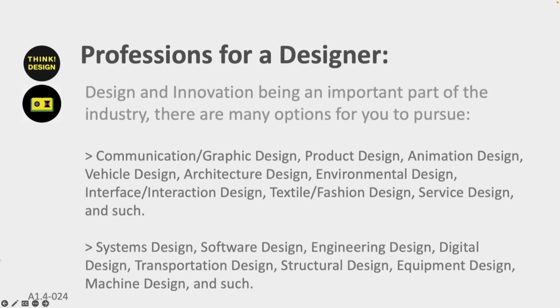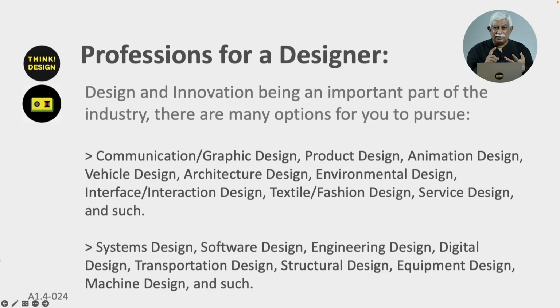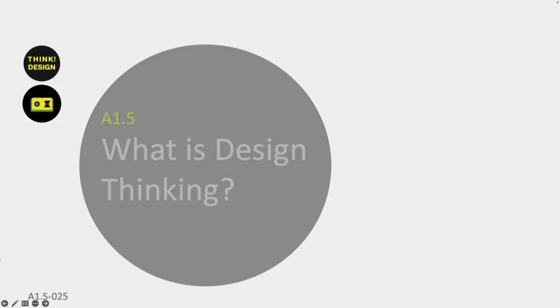So, if you become a designer, what are the typical professions? Okay? So, you could be a communication graphic designer, product designer, animation designer, vehicle designer, architecture designer, environmental designer, interface or digital designer, textile or fashion designer, service design and such. It could also be systems design, software design, engineering design, digital design, transportation design, structural design, equipment design, machine design and such. So, this is just to define the different profession options for a designer.